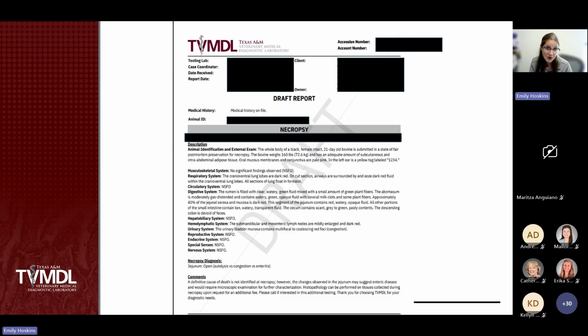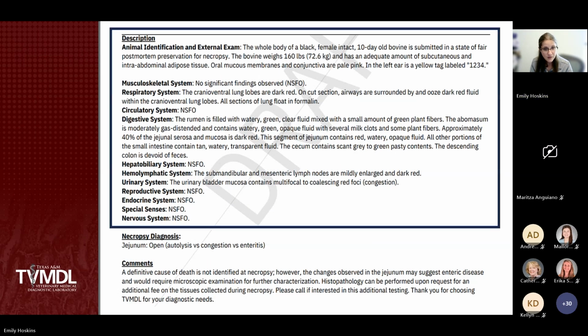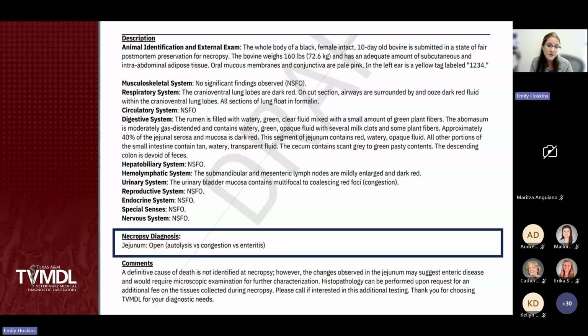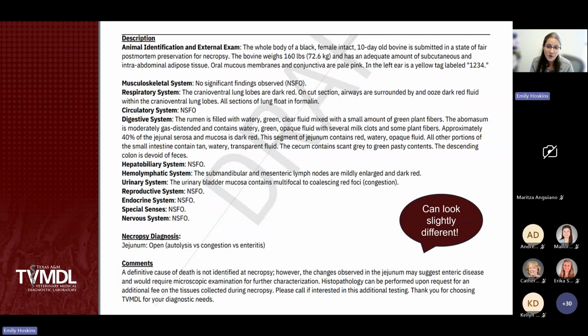So here is the necropsy report. And I'm going to be going over the big three components of the necropsy report. And that is going to include the description, the necropsy diagnosis, and then the comment section. And I do want to emphasize that necropsy reports can look slightly different. Depending on if you're working with an academic institution versus a diagnostic institution, and even based on the individual pathologist's style and personal preference, these can certainly look a little bit different. But these big three components are going to remain pretty similar.